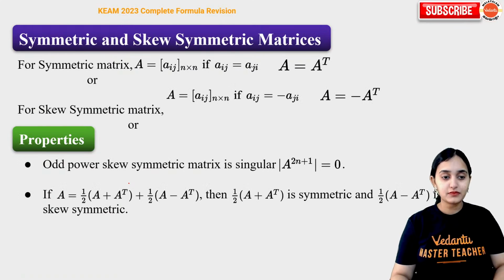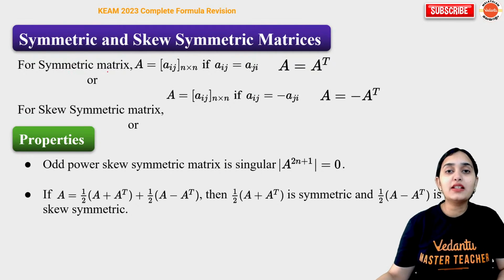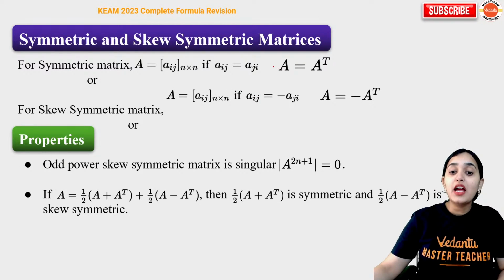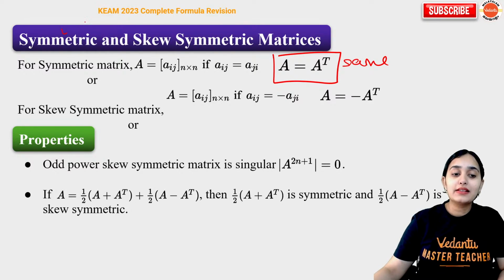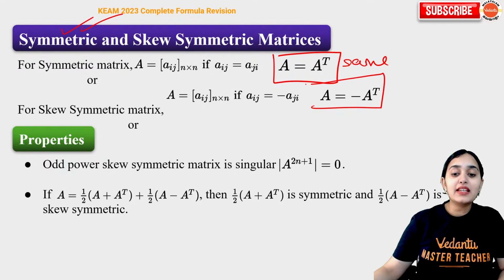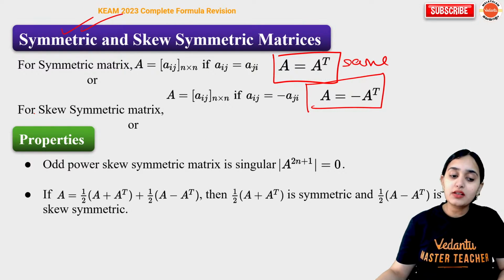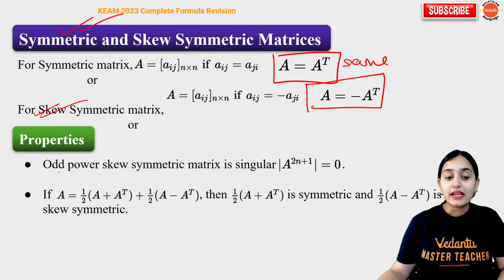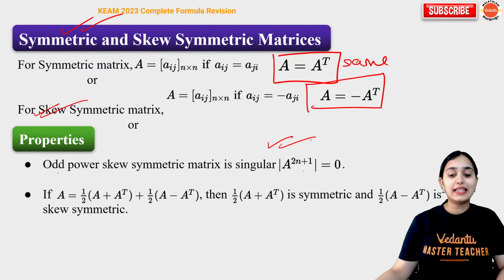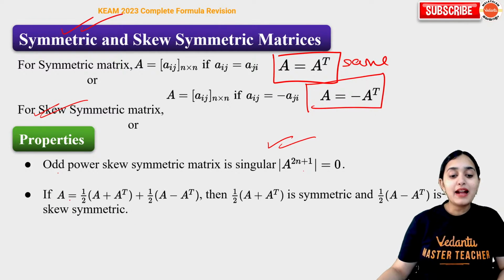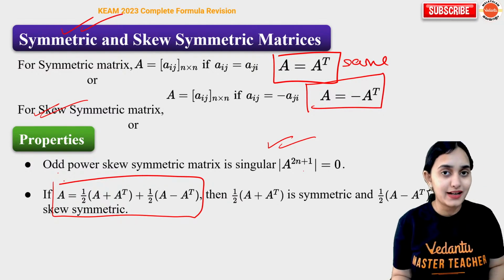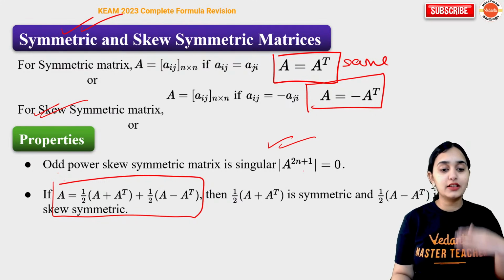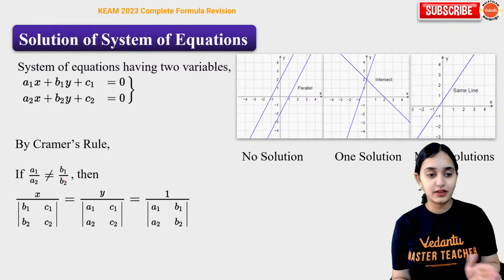Remember. Next, what is a symmetric and skew symmetric matrix? We have seen that if A and A transpose are the same, then it is symmetric. If A is equal to minus of A transpose, it is skew symmetric. Next, an odd power of a skew symmetric matrix is always singular, and any matrix can be represented as the sum of a symmetric and a skew symmetric matrix. These are the formulas related to symmetric and skew symmetric matrices.